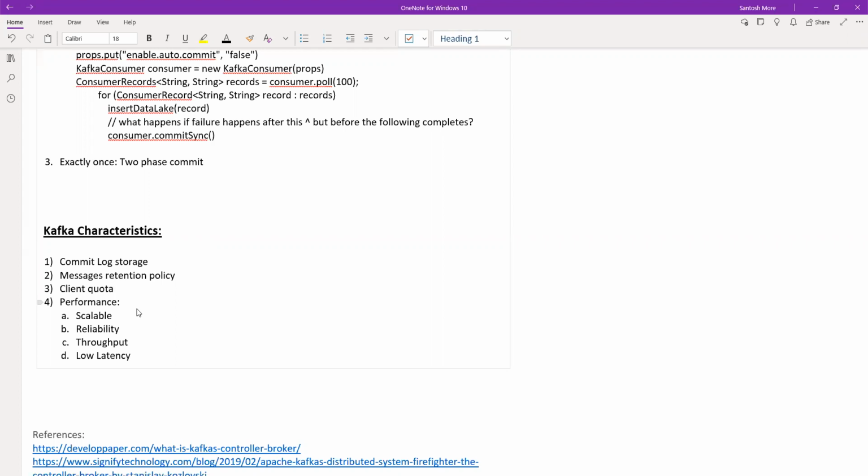Okay, I have one question here. The quota will be used when Kafka is deployed in a kind of cloud architecture, right? So if it is shared between multiple clients, they could use quota to control how much they can utilize the Kafka cluster. Is that the way they use the quota?